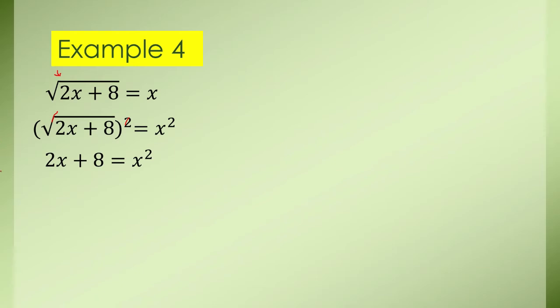And I have now a quadratic equation. x squared is positive, and this is positive here, and when you move to the other side, it is subtracting. 2x is adding, when you move to the other side, it is subtracting. And I have the quadratic equation, and I need to solve this quadratic equation.